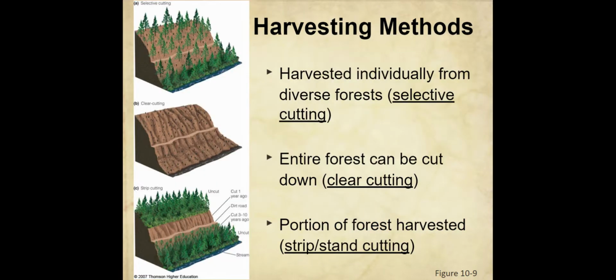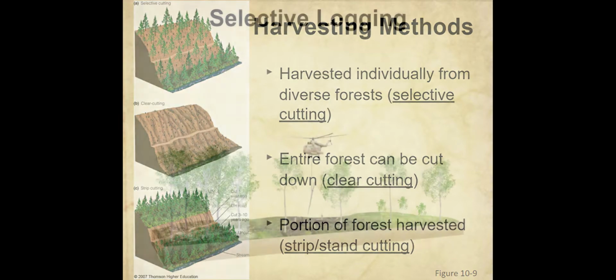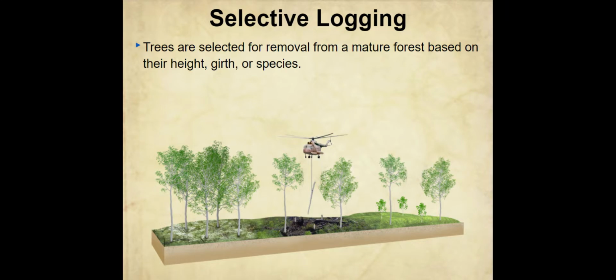So moving on, we have logging. These are three different harvesting methods: selective cutting, clear cutting, and strip or stand cutting. Selective logging is the best for the ecosystem. Say I want some pecan trees, because I'm going to do some hardwood floors, and pecan is really pretty.